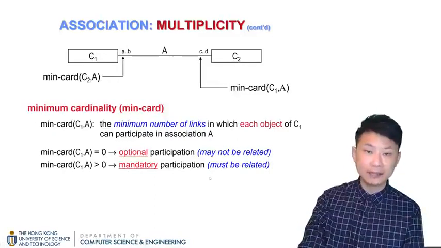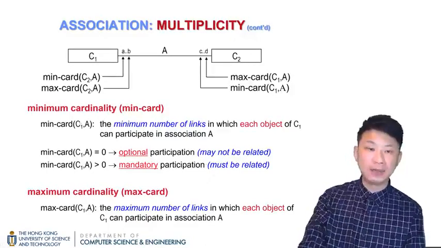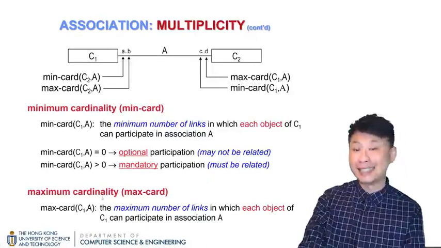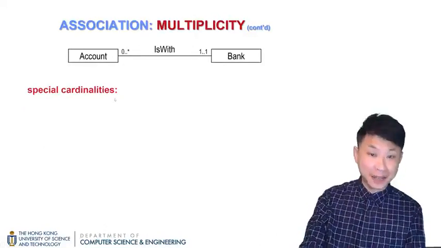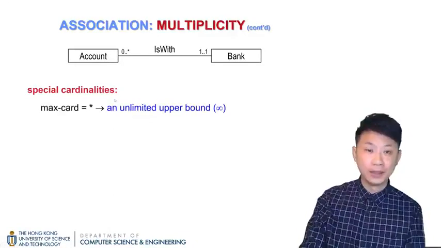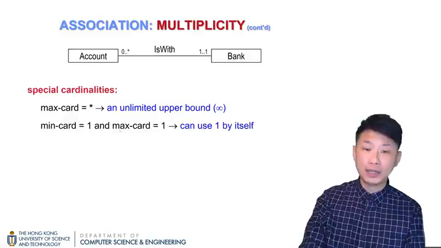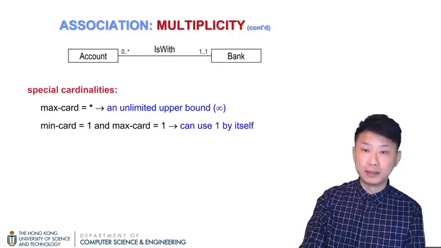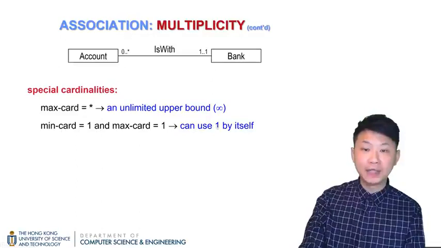Okay, and then we also have to specify what we call the maximum cardinality. There are some special cardinalities that we can use to simplify the class diagram. For example, if the minimum cardinality is 1 and the maximum cardinality is 1, for example 1..1, then we can replace it with simply a 1.